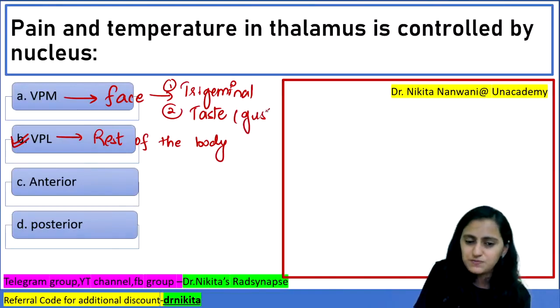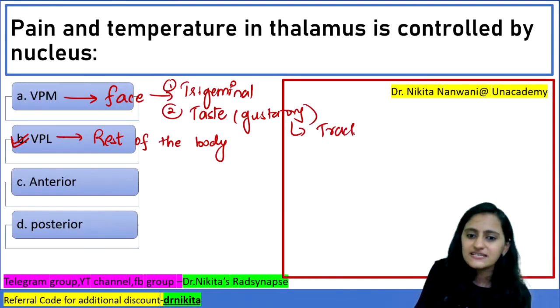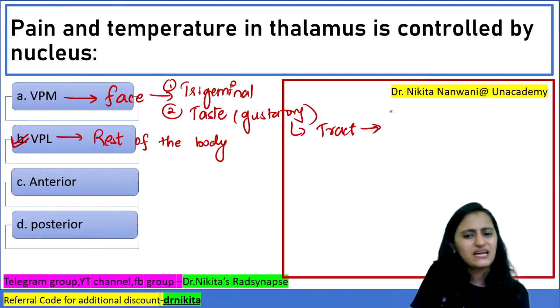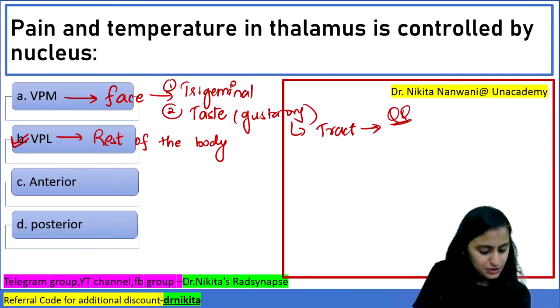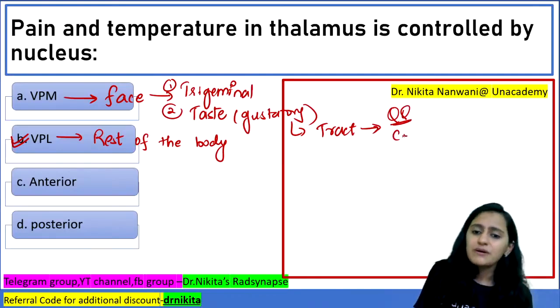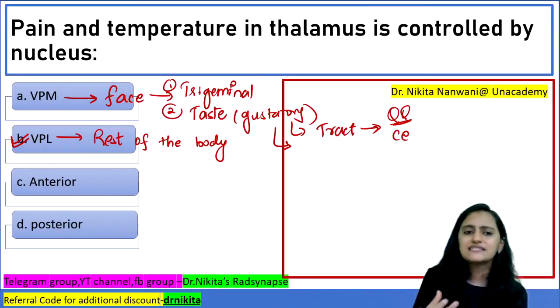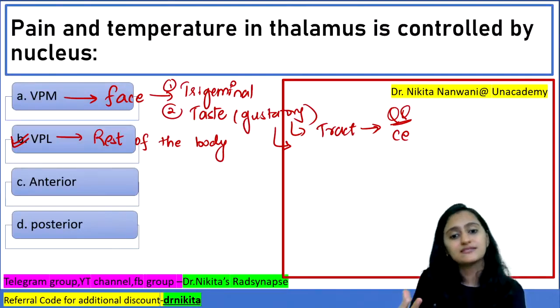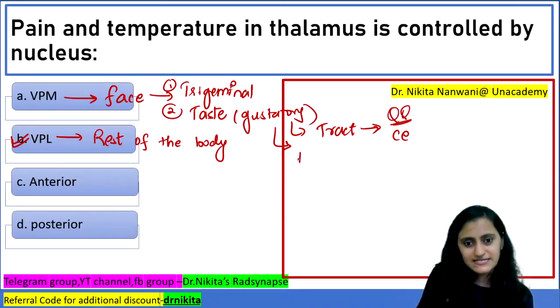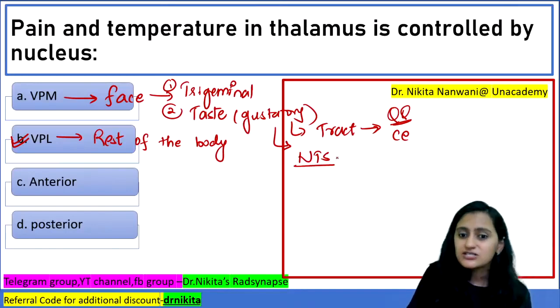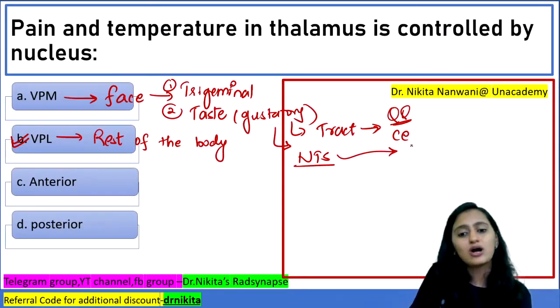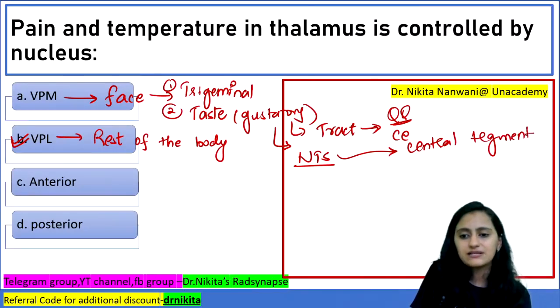This is called which pathway? Your gustatory pathway. Can you tell me the tract for the gustatory pathway? They can twist the question and ask you in that way. First of all, let us see the nucleus. What is the nucleus for taste? Is it nucleus ambiguus? Very good, it is nucleus tractus solitarius. Which tract does this nucleus tractus solitarius go through? It is your central tegmental tract.